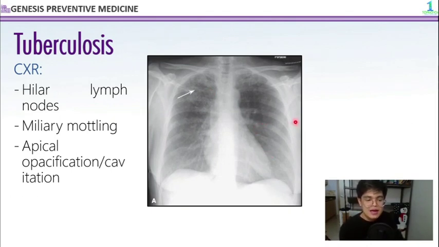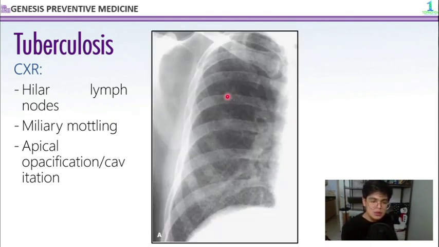Okay, and lastly, here, miliary mottling: miliary, less than 2 millimeter sized lesions or densities seen all over the lung, which is indicative of miliary tuberculosis. So these are clues for tuberculosis on the chest x-ray, or when the diagnosis is otherwise suggested by the radiologist reading the x-ray.